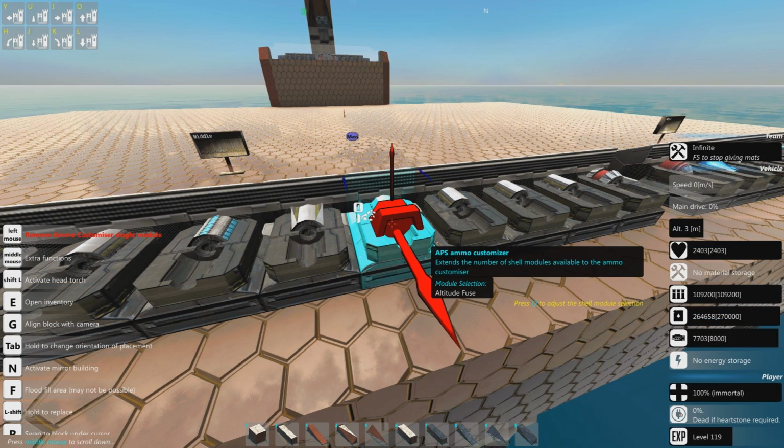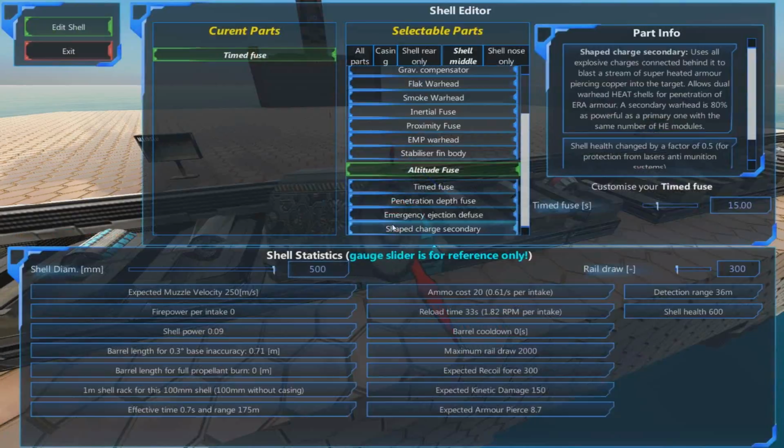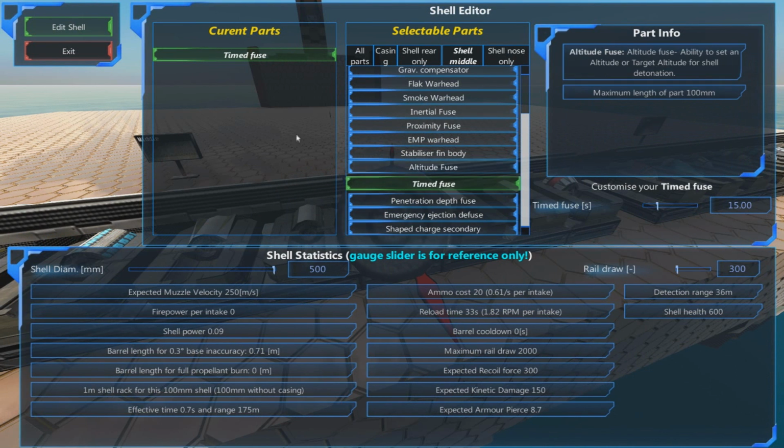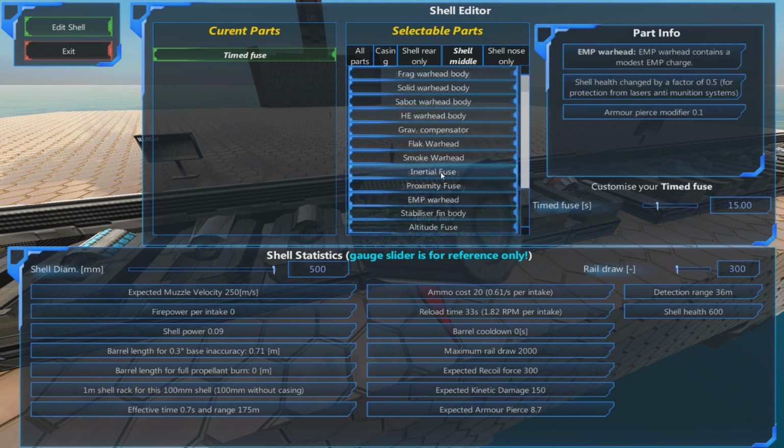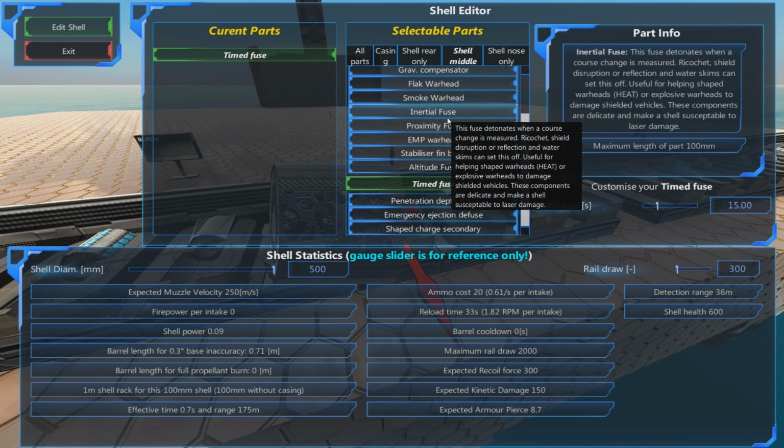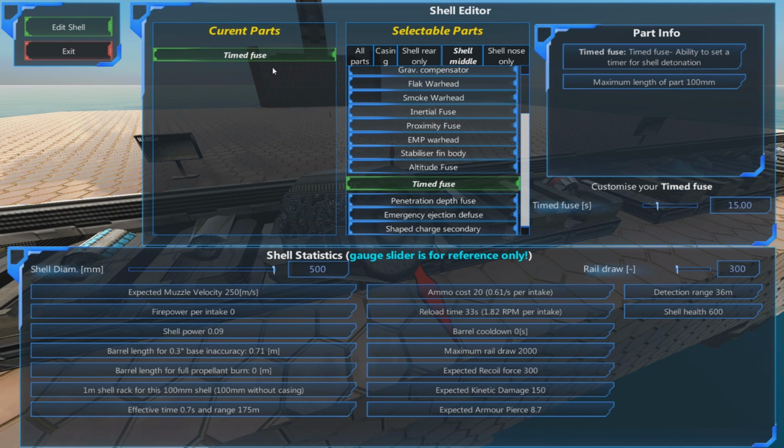I have to muck around with that, I keep finding new things to science. In any case, then the time fuse, and this I've used a lot. If you want to use a flak or 180-degree frag with any degree of effectiveness, time fuse is the way to go.